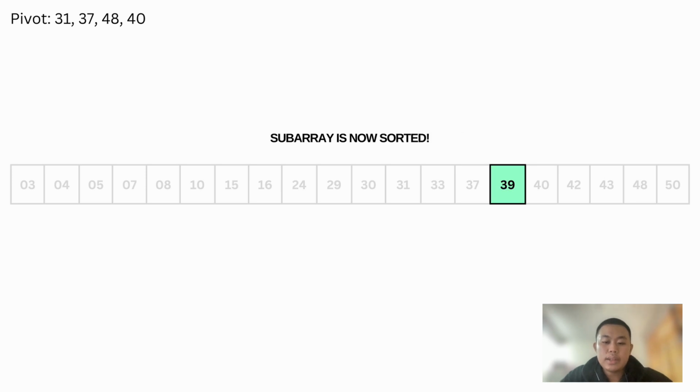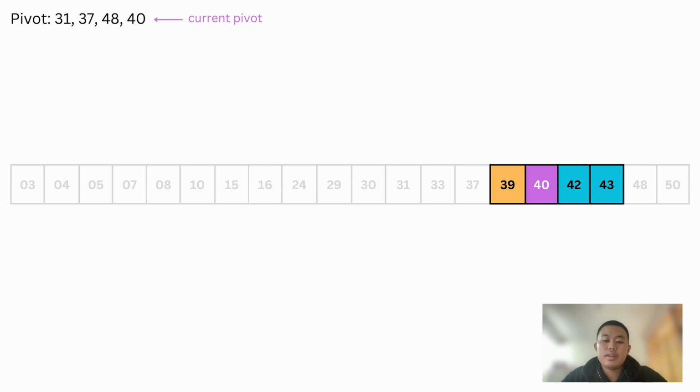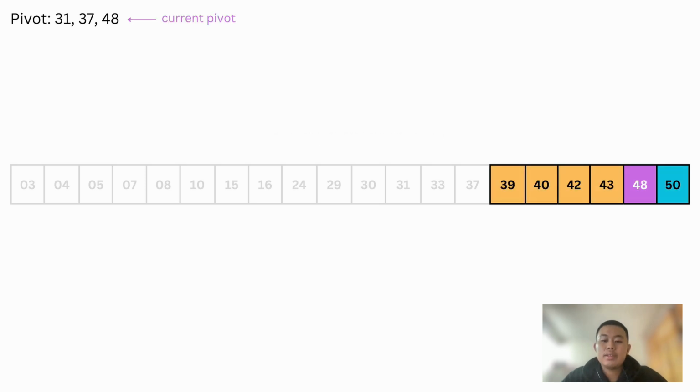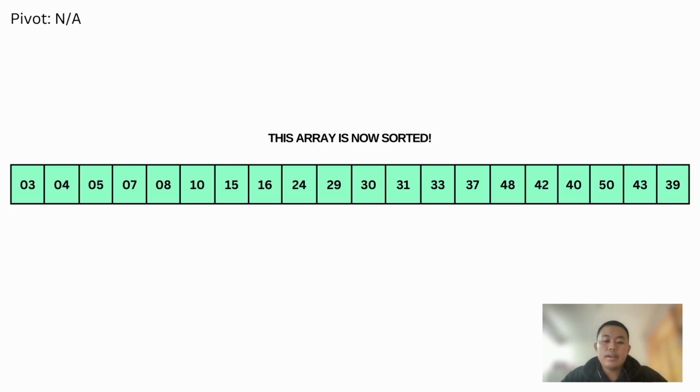So we would move one step up. So proceed to the right partition, which is already sorted. So now we would move one step up again. Now this subarray is now sorted, so we would move one step up, and then proceed to the right partition, which is already sorted. So now we would move one step up again. Now this entire subarray is now sorted, so that is ready for us to move up. Now this subarray is already sorted, moving up again, and now this entire array is now sorted.